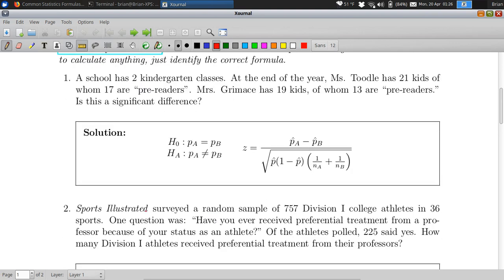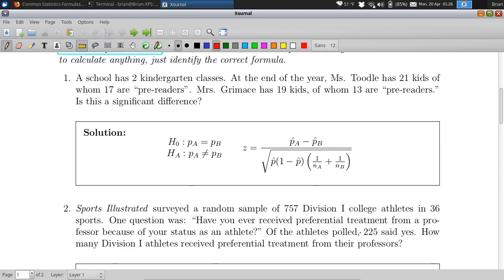A Sports Illustrated survey here where they asked athletes if they've ever received preferential treatment. Again, what kind of data is this that we're looking at? Well, getting preferential treatment isn't really quantifiable. It's just yes or no. That's two different categorical categories, right? Success category and a failure category, if you will. So yeah, this is proportions. We've got a proportion, 225 out of the total 757 athletes that were interviewed who said yes.